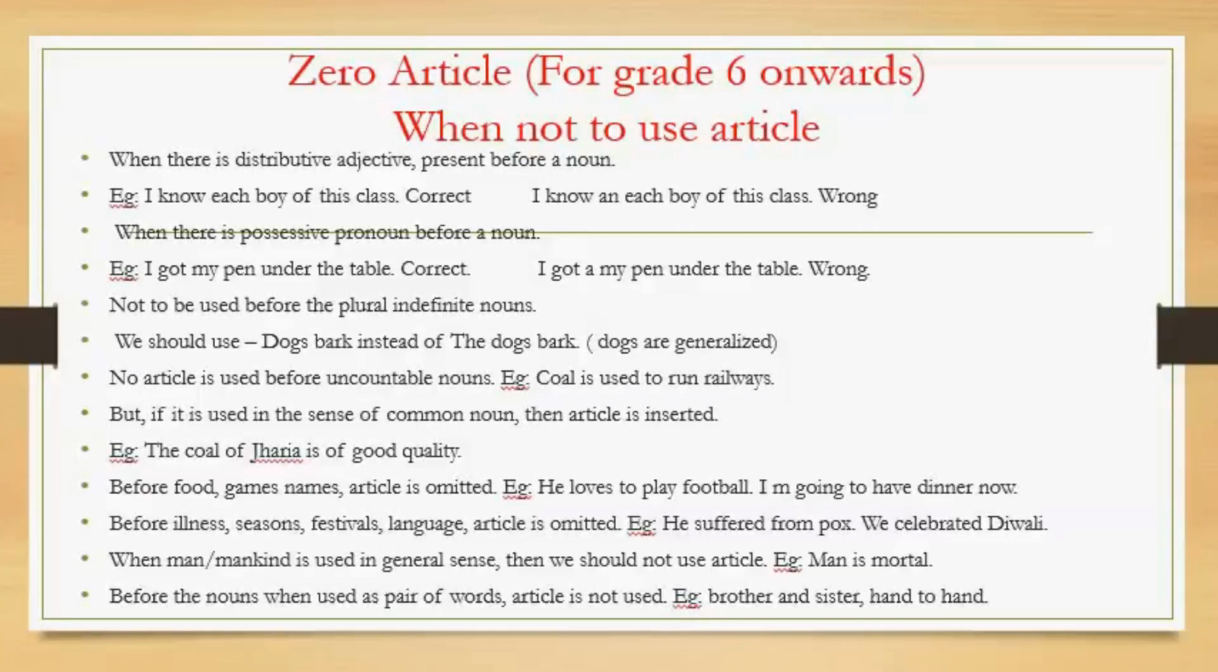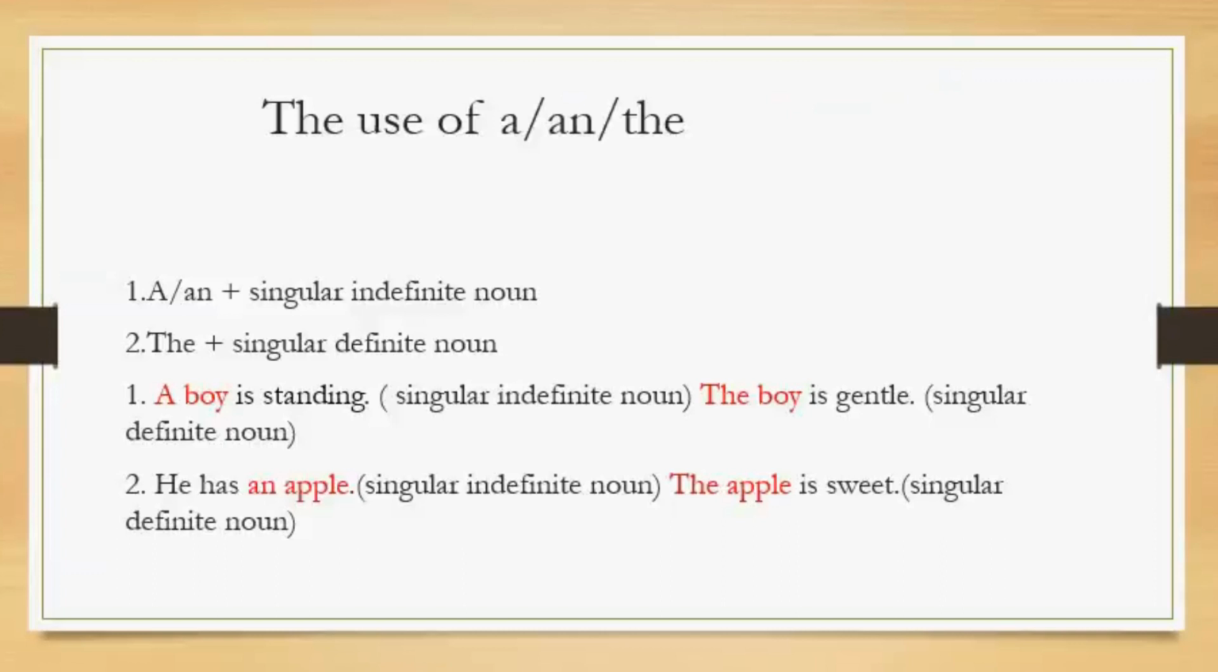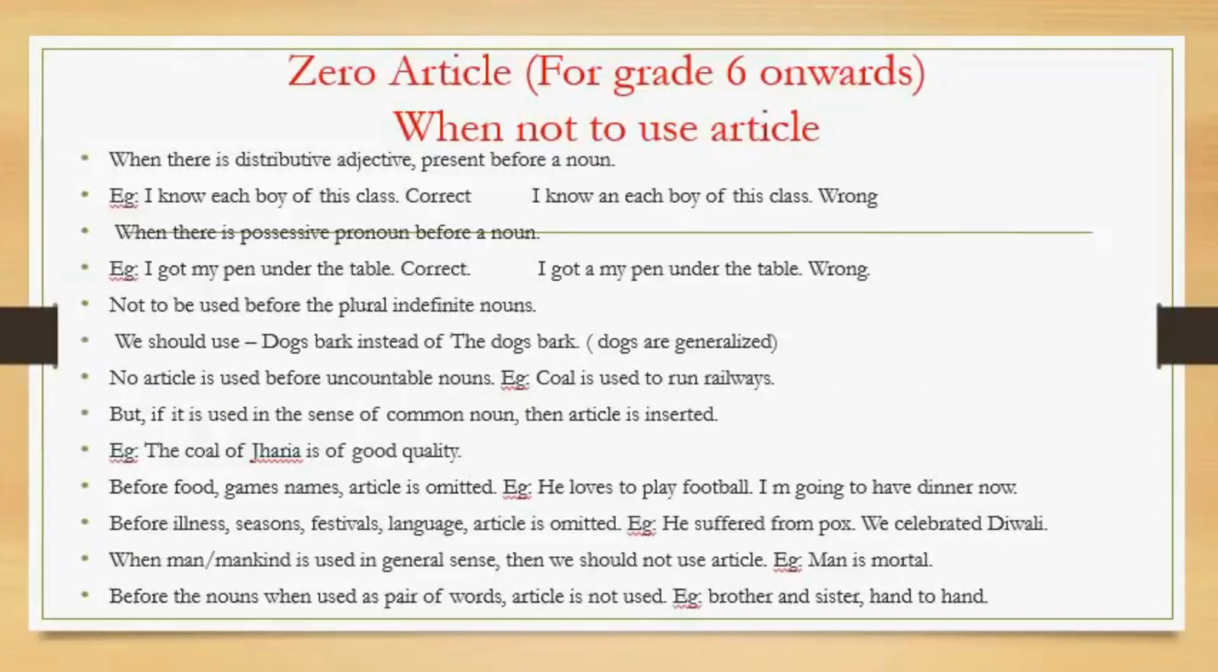When man or mankind is used in a general sense, then we should not use an article. Man is mortal. We are talking about man and mankind, so the definite article or indefinite article is not required here. It is omitted. Before the nouns, when used as pairs of words, an article is not used. Brother and sister, hand to hand, these are all pairs of words, so an article is not required. I hope this is clear to everyone.